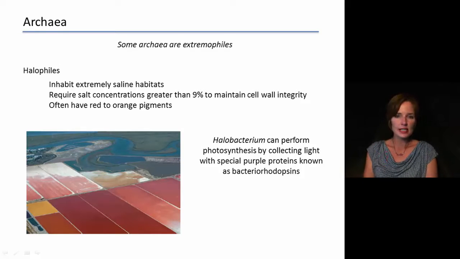The name is a little misleading because it's not a bacteria, it's an Archaea. This particular one does survive in really salty environments, and it has the capability to perform photosynthesis. But one of the main differences with this and other typical photosynthetic organisms is that this one collects light with a special purple protein instead of a pigment. And this special purple protein that it uses to collect light is what we call bacteriorhodopsin.